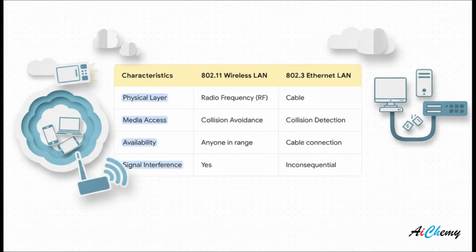And this table really lays out the trade-offs. Remember that broadcast topology, the town hall meeting? Well, both Wi-Fi and wired Ethernet use it, but they handle the everyone-speaking-at-once problem differently. Wi-Fi uses collision avoidance. It sort of listens for a clear channel before it sends. It's more polite. Wired Ethernet uses collision detection. It just sends, and if it detects a collision, it backs off and tries again. It's a subtle but really crucial difference that's dictated by the physical connection itself.